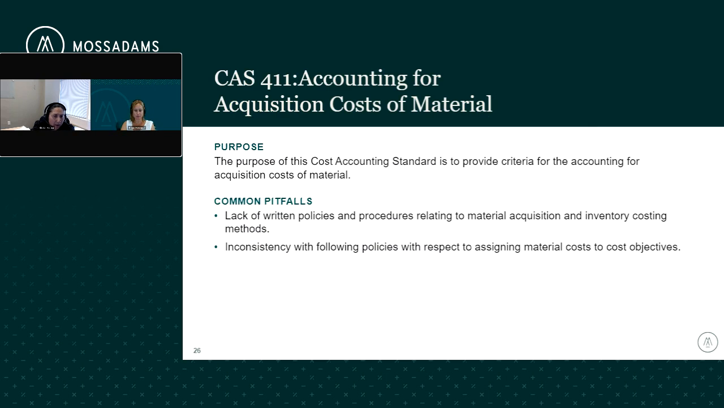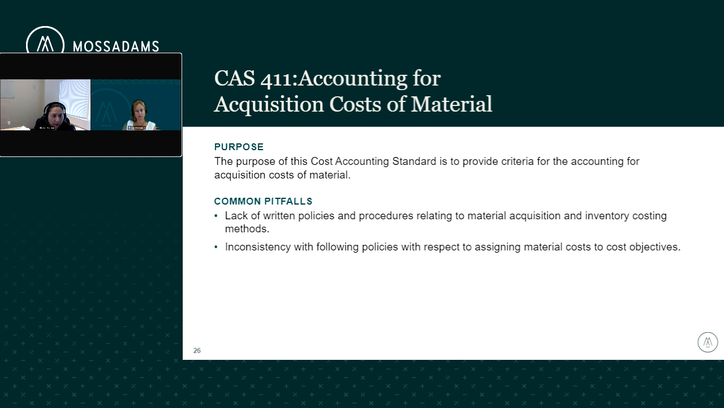And so we're going to start back up with CAS 411. And so this is really the accounting for the acquisition costs of material. And if you go through this requirement, this is saying that the contractor shall have and consistently apply, we've talked a lot about policies and procedures, consistent written policies for how you're accumulating and allocating those costs of material.